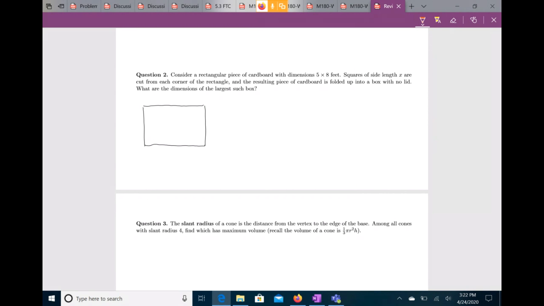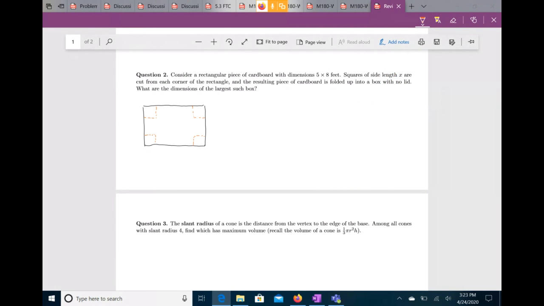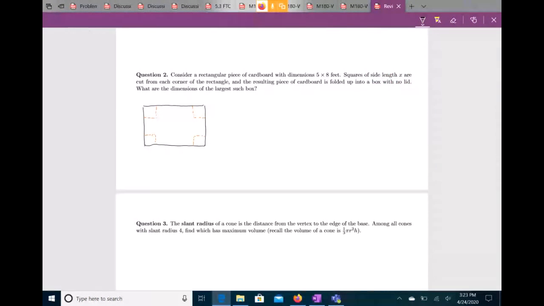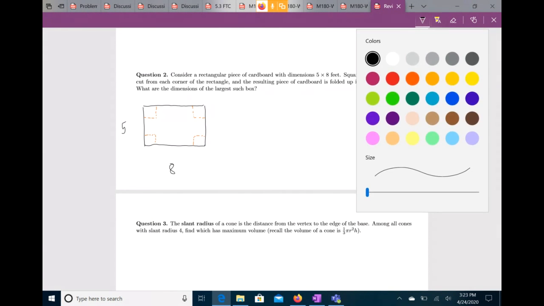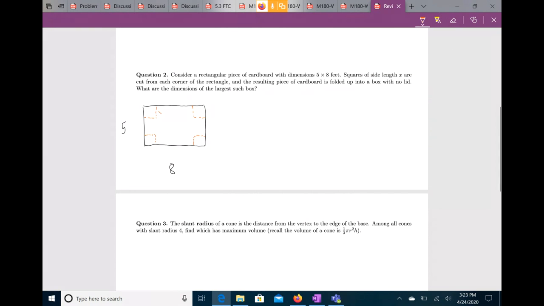Okay, so we cut squares out of each of the corners. So the dimensions of the cardboard are 5 by 8. And we cut squares out of each of the corners, so you could say that these sides have length x and x.